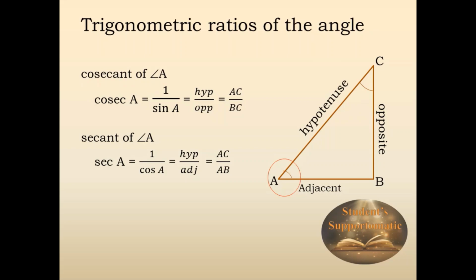And the last ratio is cotangent of angle A. Cotangent of angle A is called cot A. The cot A is the reciprocal of tan A.